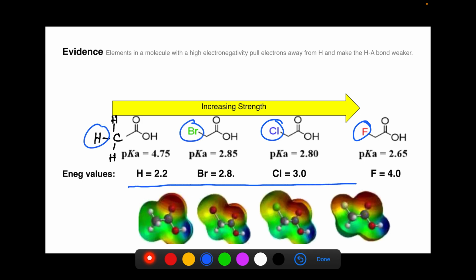Notice that as the electronegativity of those atoms increases, the strength of the acid also increases, as indicated by decreasing pKa. Looking at the electrostatic potential maps at the bottom, we see that fluorine is able to really effectively pull electrons towards itself. Therefore, much of the electron density in the molecule will be around that fluorine, giving it a partial negative end and weakening the OH bond. Compare that to bromine over here, which is much less electronegative, meaning it's less able to pull electrons towards itself, making this HO bond stronger.